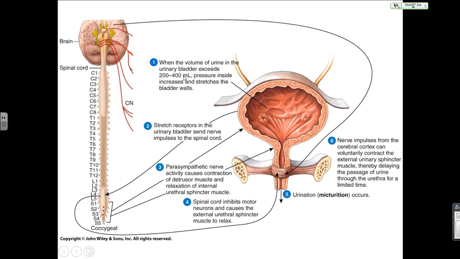And as the urine fills up the bladder, the stretch increases, which activates those stretch receptors that send signals into the spinal cord. Okay? And that's what we're showing here with step 2. Step 1 was just filling up the bladder with the urine. The third step is parasympathetic nerve activity causing contraction of the detrusor muscle, and we see relaxation of the internal urethral sphincter.